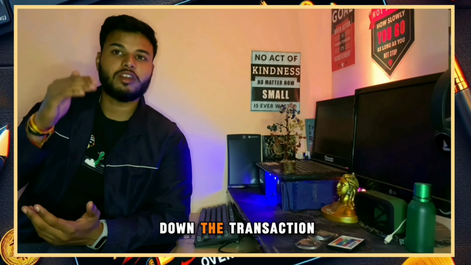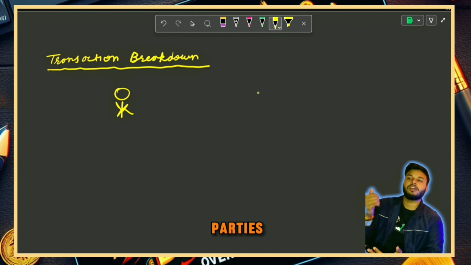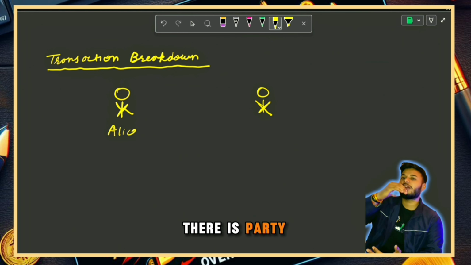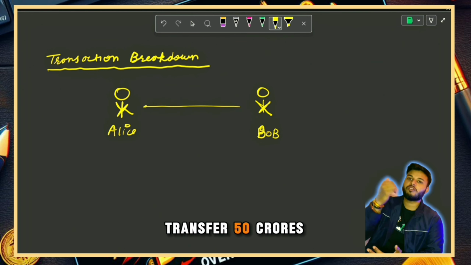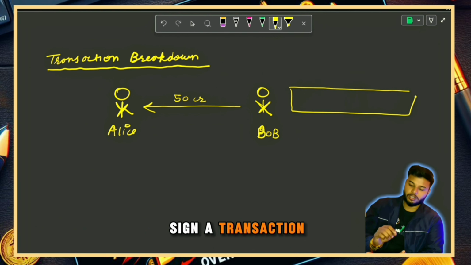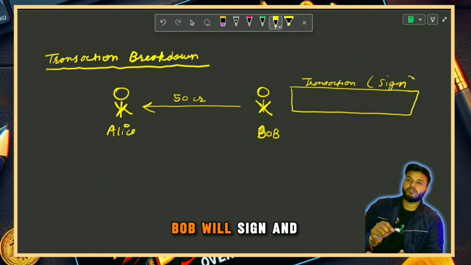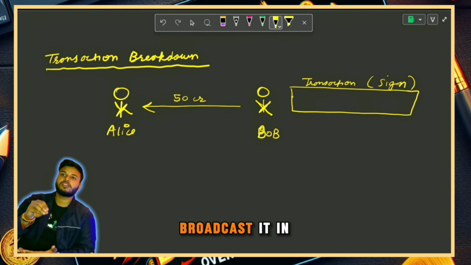So now we break down the transaction which is going to happen using the blockchain and between two parties. Let's say there is party Bob, there is party Alice. So Bob wants to transfer 50 crores to Alice. What he will do first is that he will sign a transaction stating that he wants to transfer 50 crores to Alice. So this transaction Bob will sign and he will broadcast it in the network.